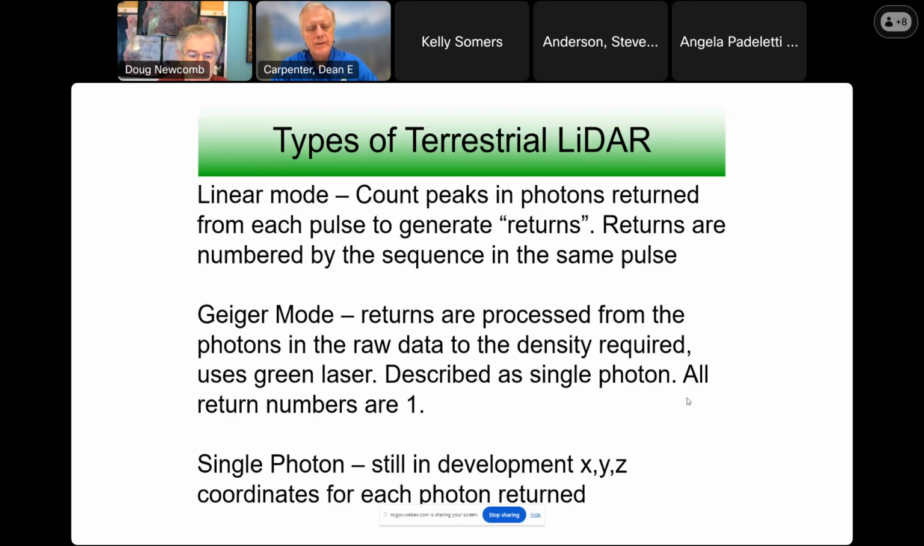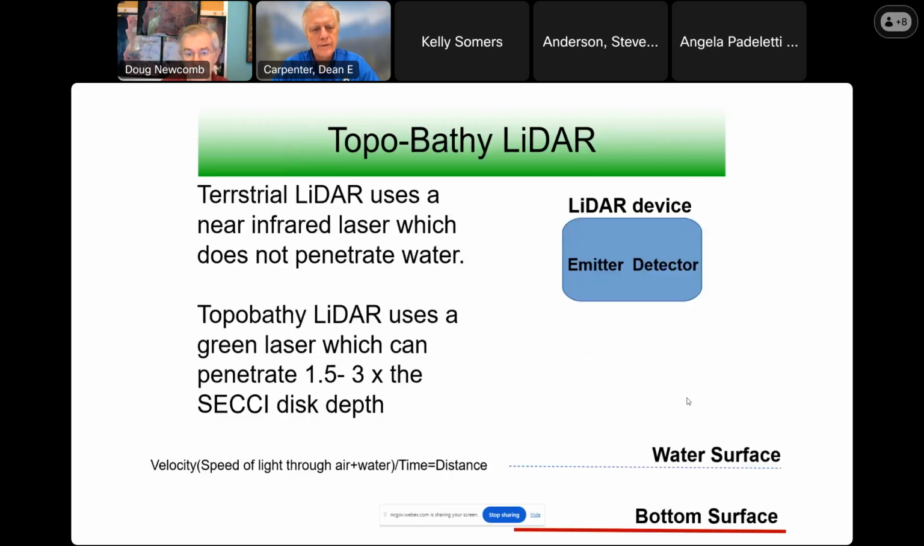It processes down to the density of points that you require, and that uses a green laser. And you have to remember with that it's trying to describe things as a single photon, so all your return numbers are 1. There is a separate system out there called single photon data, which is still off and on in development, and it also returns XYZ coordinates for each photon. And once again, all the return numbers for that would be 1.